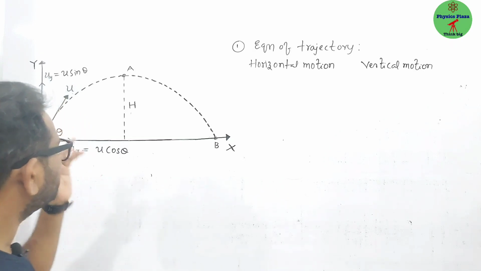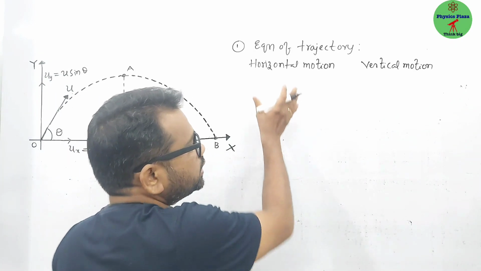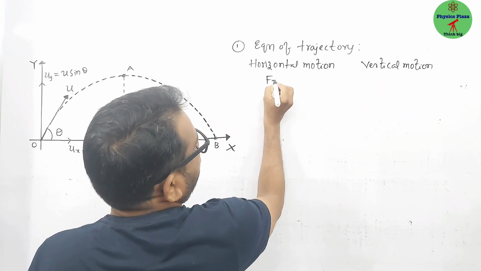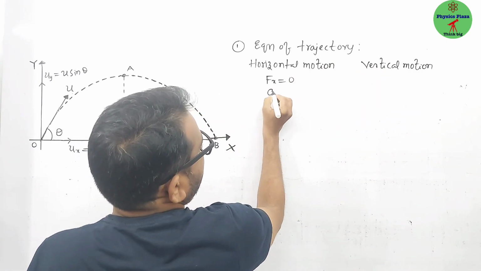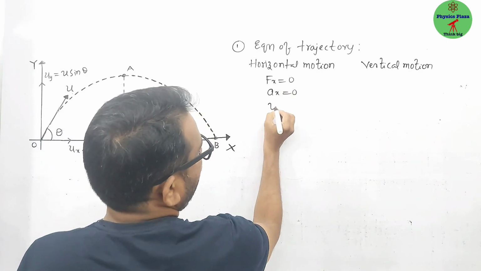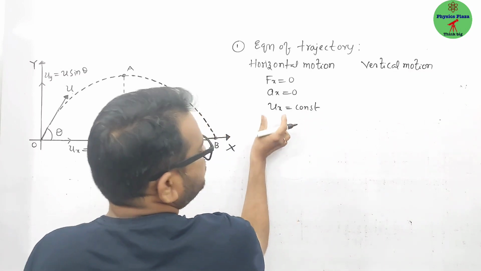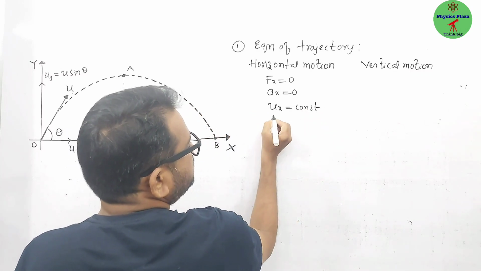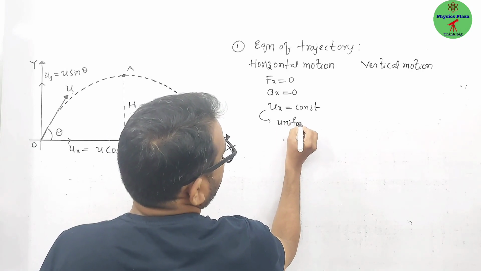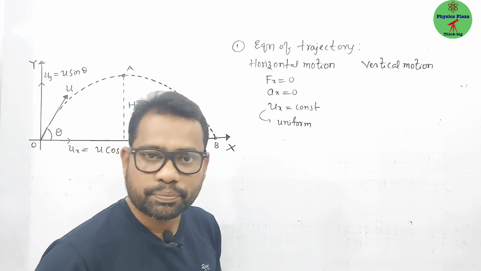So as I told you, projectile motion can be resolved into two simple motions. One is the horizontal motion, another is the vertical motion. Children, in the horizontal motion the force acting will be 0, hence there is no acceleration. As there is no acceleration, obviously ux remains constant. As the velocity remains constant, this motion we can call a uniform motion. So horizontal motion is always uniform motion in the case of a projectile.